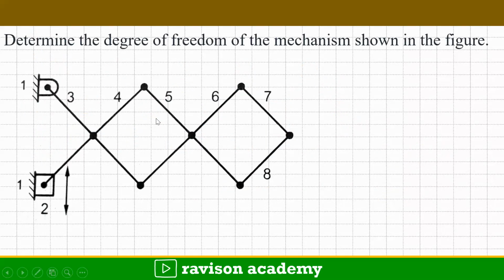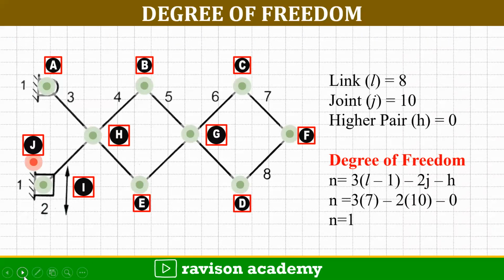The same type of problem. Here the fixed link is 1 and 2 is a slider which moves vertically, and this is link 3, this is link 4, link 5, link 6, link 7, link 8. It is a scissors mechanism. So here you can see the total number of links is 8, and all joints are binary joints, and here you have 1 sliding joint. So the total number of joints is 10 with higher pair is 0. On substituting in the equation n equals 3 into L minus 1 minus 2j minus h, we will be getting n equals 1 for this problem.